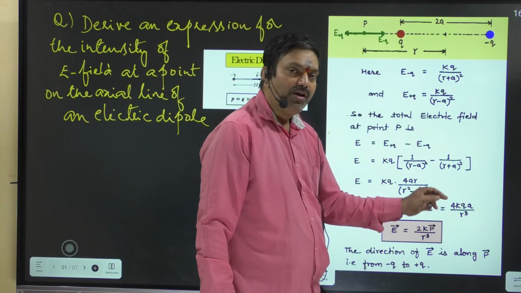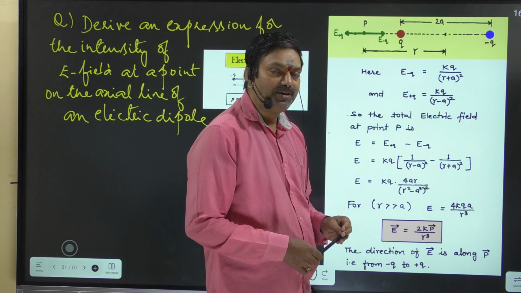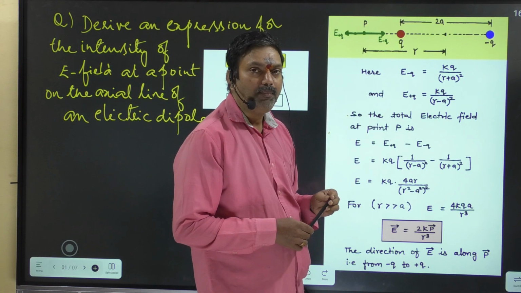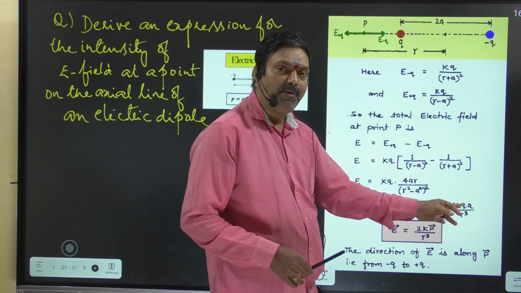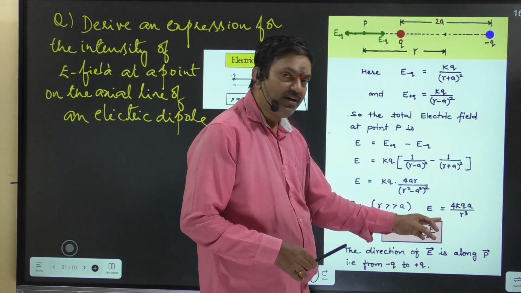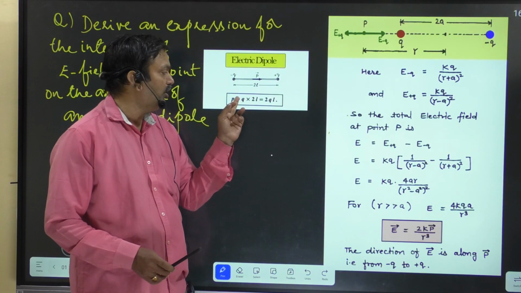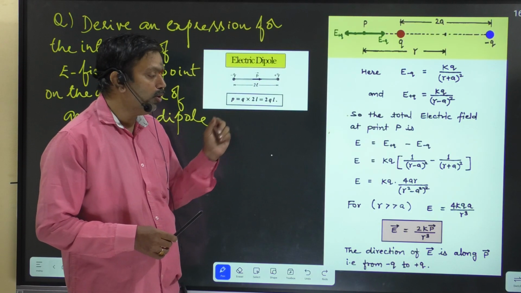So therefore 4KQ into A by R cube becomes the final expression for the total electric field at a point on the axial line of a dipole. Here we can further simplify it in terms of dipole moment. Wherever you see Q into 2A or Q into 2L, you can replace it by P bar, the dipole moment vector.